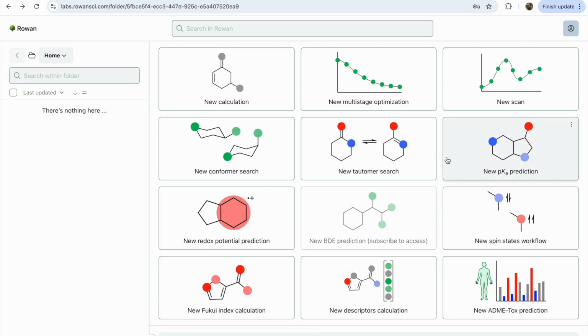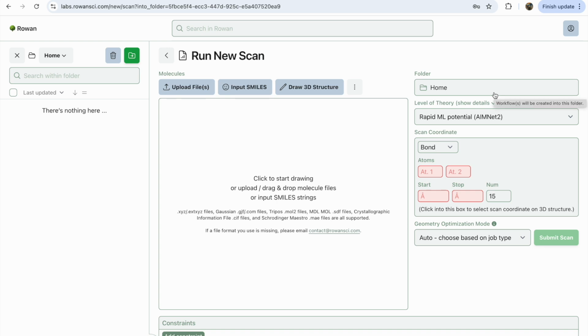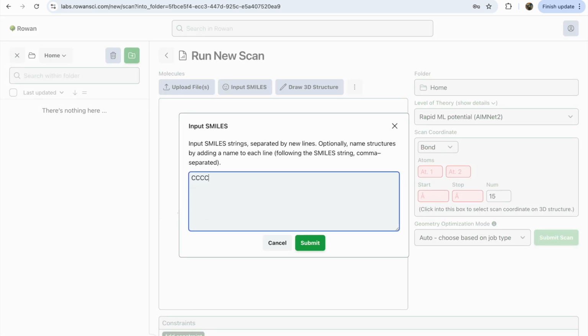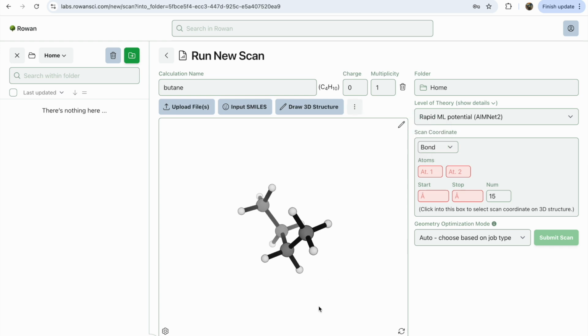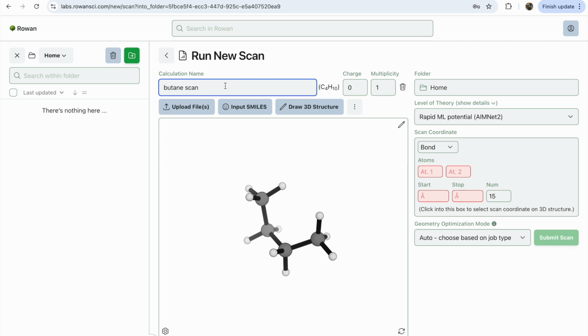It's easiest to show with an example, so let's hop right in. From the homepage of Rowan, we can go to this New Scan button and click it, and then we can go ahead and just draw a molecule. So let's start by inputting the SMILES string for butane. We can, as always, also draw the molecules ourselves, upload a file, or load in from an external source. So this is butane, the 4-carbon alkane. And to look at a scan, we'd say butane scan.